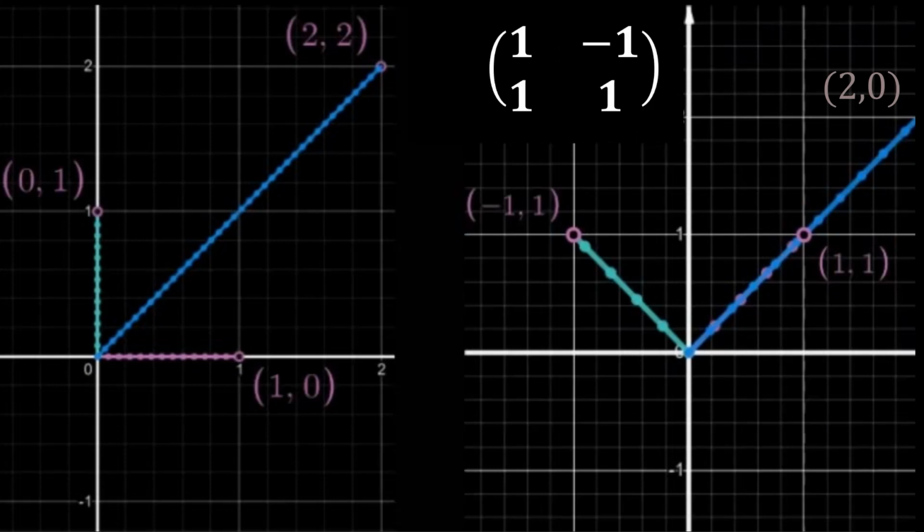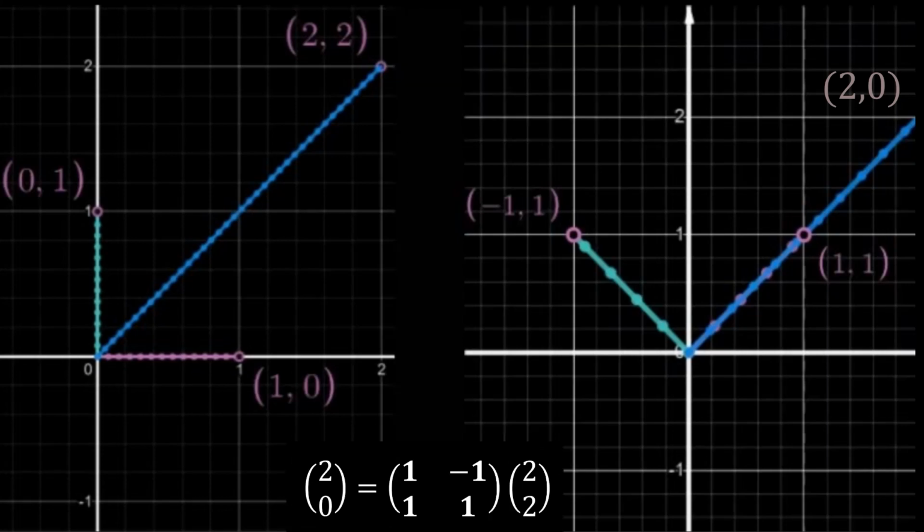The change of basis in this case is done by applying this matrix. With that being said, it's not a surprise now that the new representation of the vector is computed through matrix vector multiplication by the original representation of the vector.